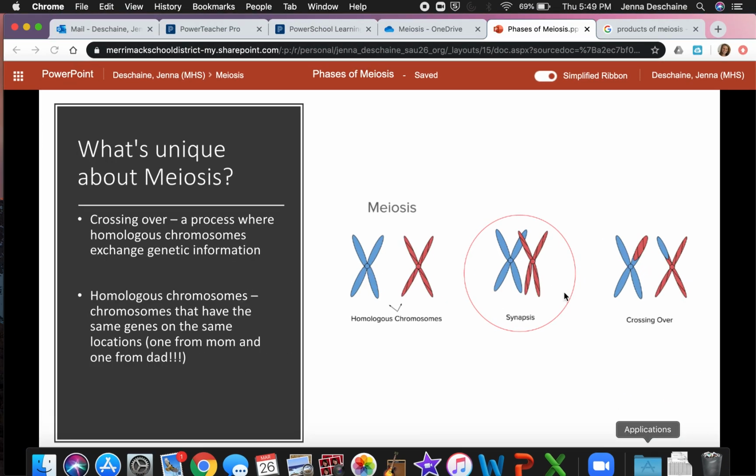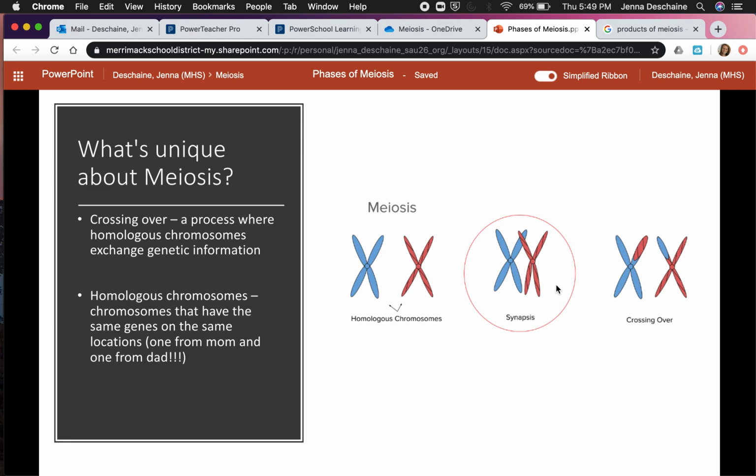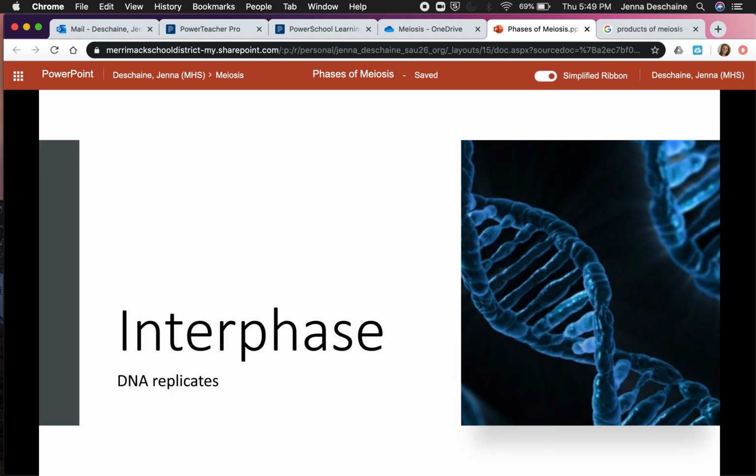So remember, you have 2 copies of each chromosome, all right? And what happens is those chromosomes exchange genetic information. So one of these chromosomes is going to come from mom, and one of these chromosomes is going to come from dad, okay? So hopefully that gives you a little bit of clarification into the homologous chromosomes. All they do is they find each other during meiosis, exchange genetic information, and then meiosis keeps going, okay? But before meiosis even begins, we have interphase, okay?